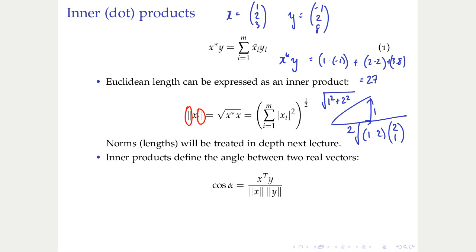Okay, finally, you can use an inner product to define the angle between two vectors. And that's just the usual angle formula that you will have seen before. Now in particular, if the angle between two real vectors is 90 degrees, then their cosine is going to be 0, and in that case we'll say that the two vectors are orthogonal.